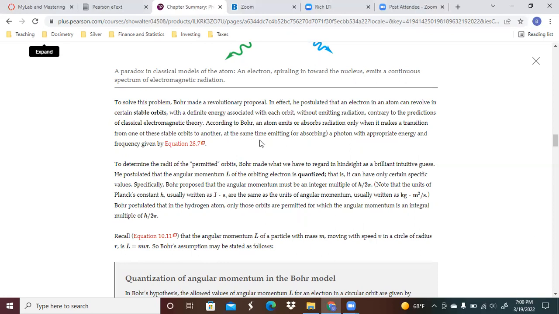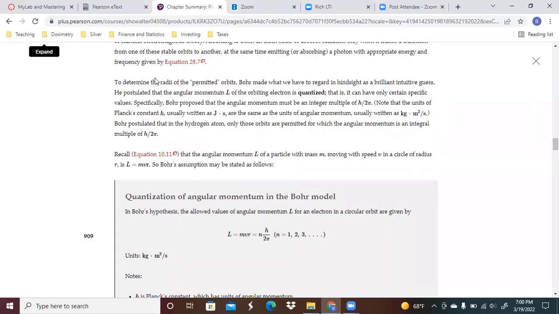So according to Bohr, an atom emits or absorbs radiation only when it makes a transition from one of these stable orbits to another, at the same time emitting a photon with appropriate energy. To determine the radii of the permitted orbits, Bohr made what we have to regard in hindsight as a brilliant intuitive guess. He postulated that the angular momentum of the orbiting electron is quantized. So in other words, it's only got specific values, it's not a continuous spectrum.